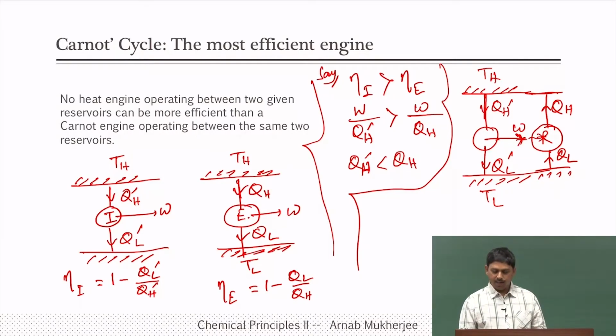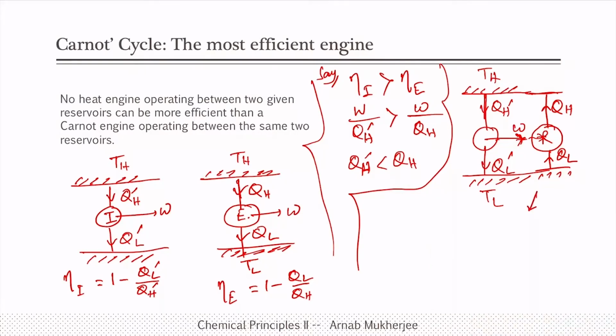Okay. So, I have maintained the efficiencies of this engine and of this engine; everything is maintained. Now, the combined system is such that QL prime is getting thrown away and QL is taken in. So, QL minus QL prime heat is taken in from the low temperature, and without work being done, QH minus QH prime is thrown in.